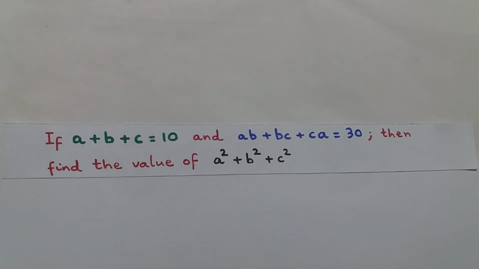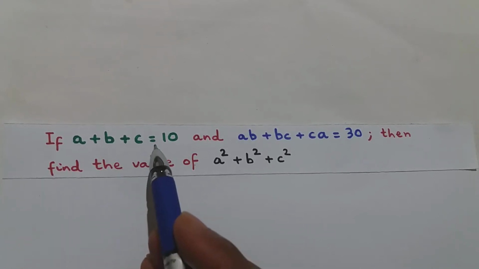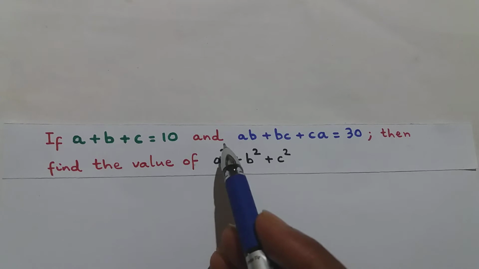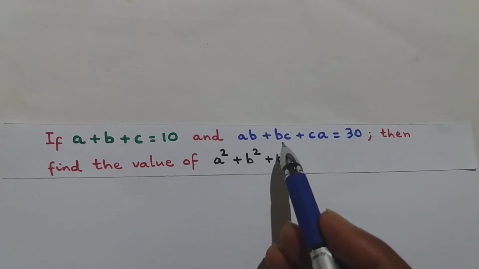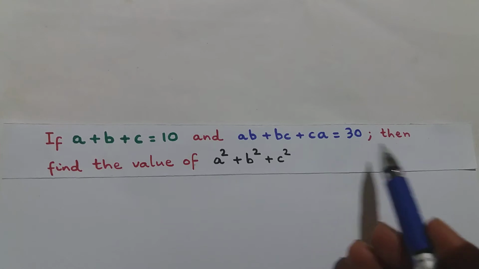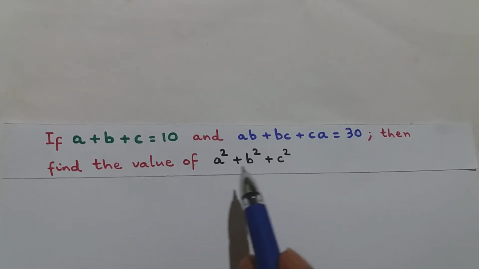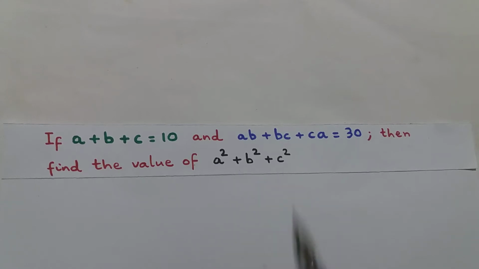Welcome. Here the question says, if A plus B plus C is equal to 10 and AB plus BC plus CA is equal to 30, then find the value of A square plus B square plus C square. So let us start solving this question.